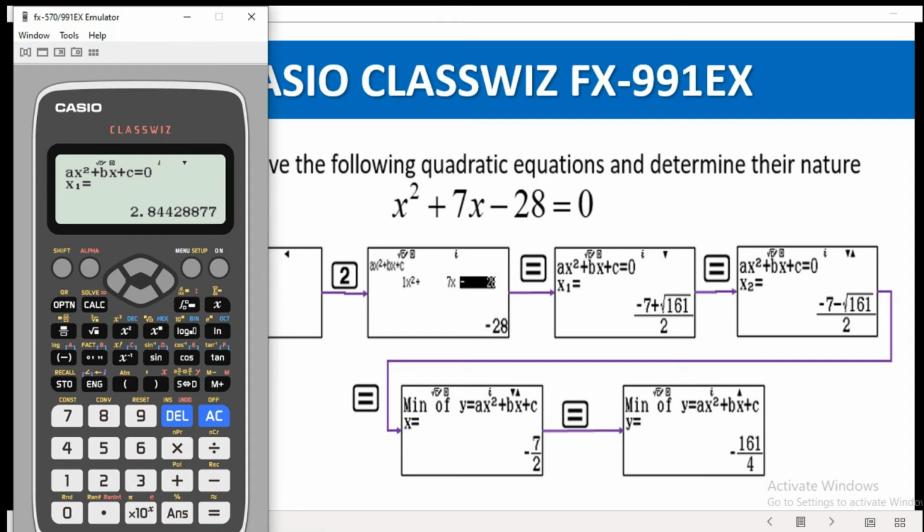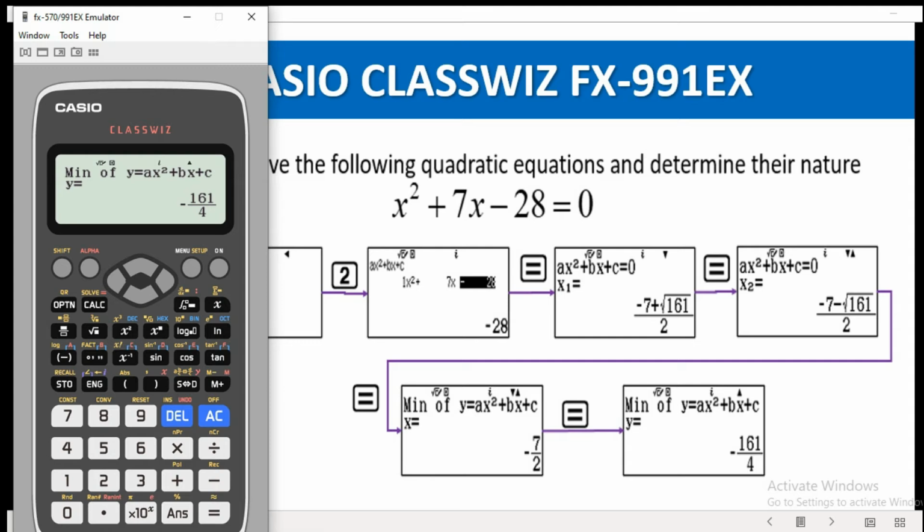Similarly, if you press the equals button again, it will give you the second root, and if you press the equals button again, it gives you the turning point about the x-axis, and if you press again, it gives you the turning point about the y-axis as well, and it determines the nature of the turning point, as it's mentioned the minima value is here.